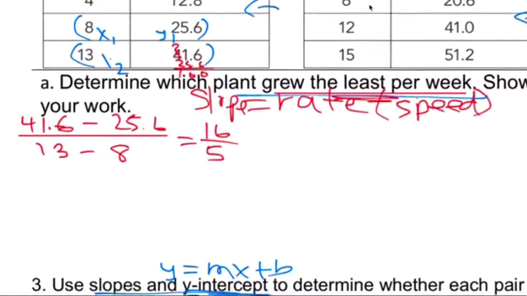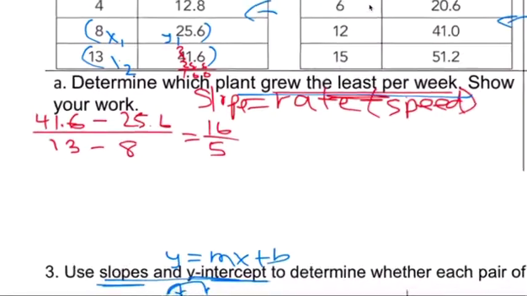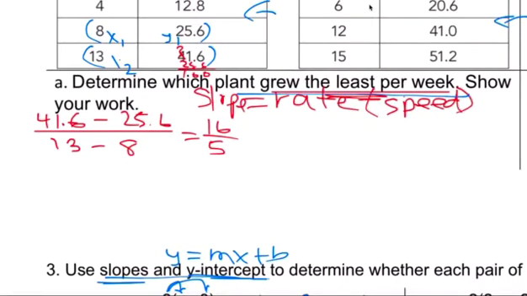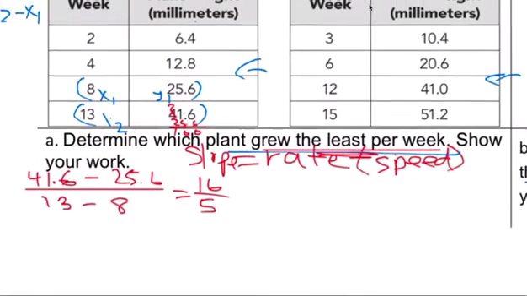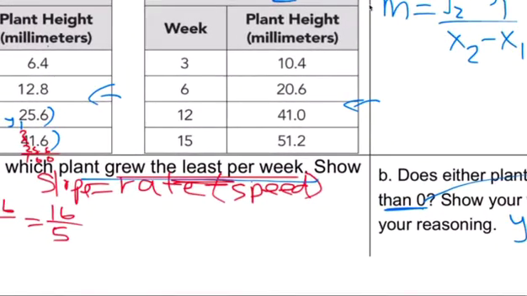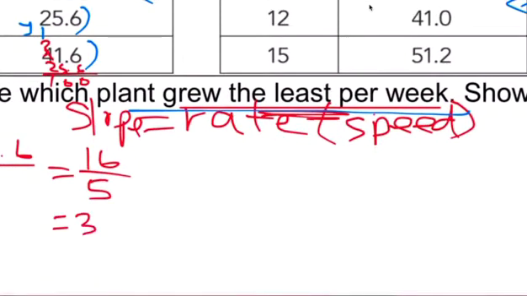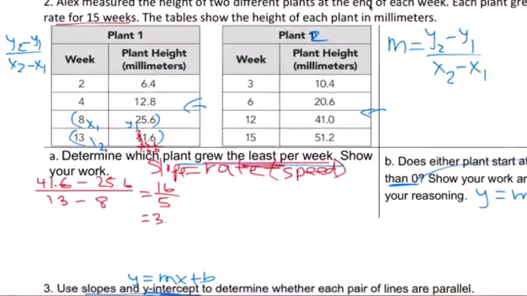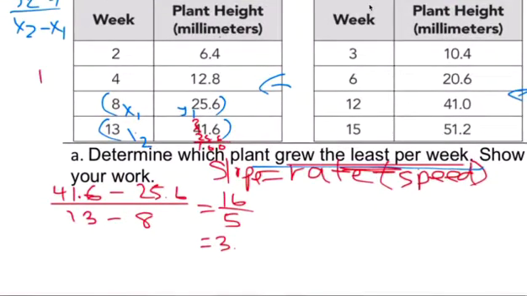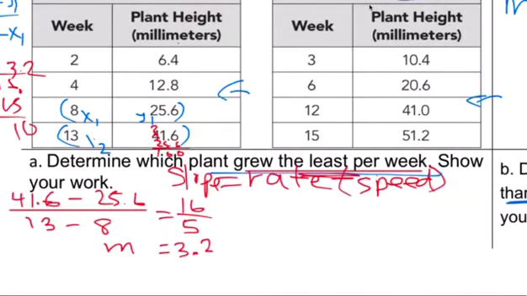Which is per day. You have to divide the rate. 16 over 5 is 3 point something. Divide 16 by 5, 3.2. So your slope is 3.2 as a decimal, or 16 over 5.